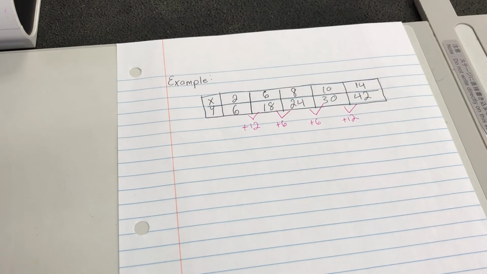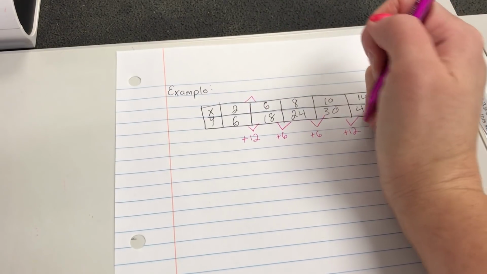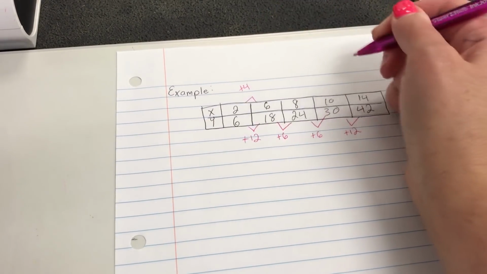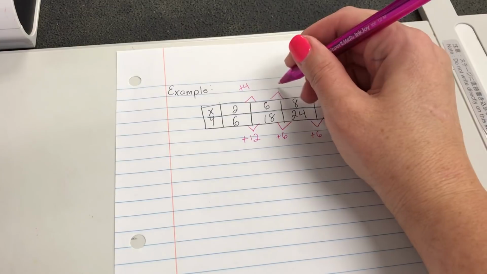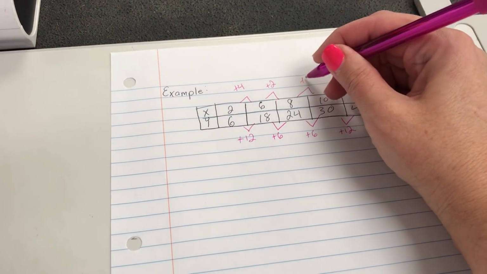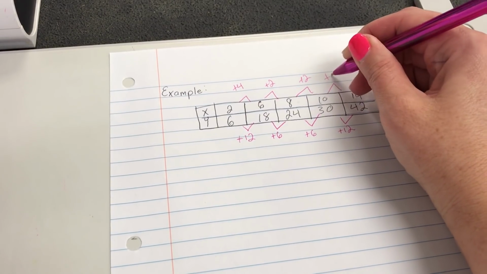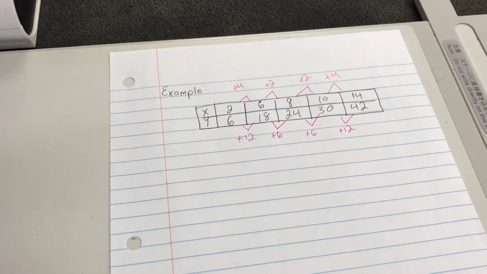So now we need to see what is the change in the x values. To go from 2 to 6, we have a plus 4. From 6 to 8, we have a plus 2. From 8 to 10, that's another increment of plus 2. And 10 to 14 is an increase of plus 4. Now, we have found the amount the y values are increasing or decreasing. Then we found the amount that the x values are increasing or decreasing.